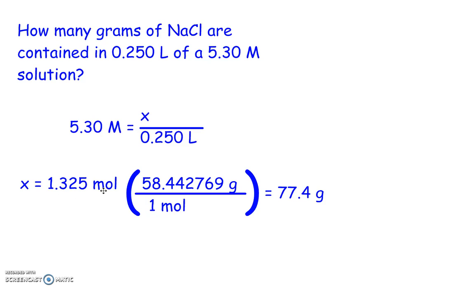But I'm not looking for moles as my final answer. I'm looking for grams. So I need to find the molar mass of sodium chloride, which is 58.4 and a couple more decimal places out. And depending on which periodic table you're using, you might have slightly different answers for the molar masses. But you put the molar mass over 1 mole, so the unit of moles cancels out. 1.325 times the molar mass of sodium chloride gives you 77.4 grams of sodium chloride in this sample.